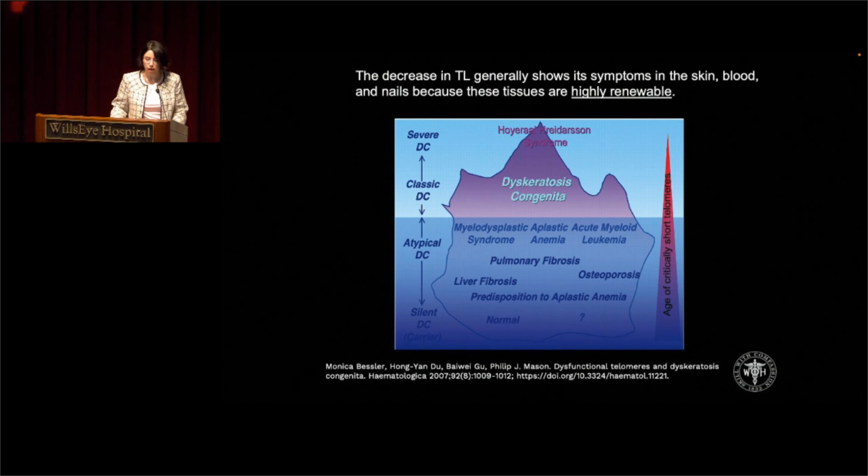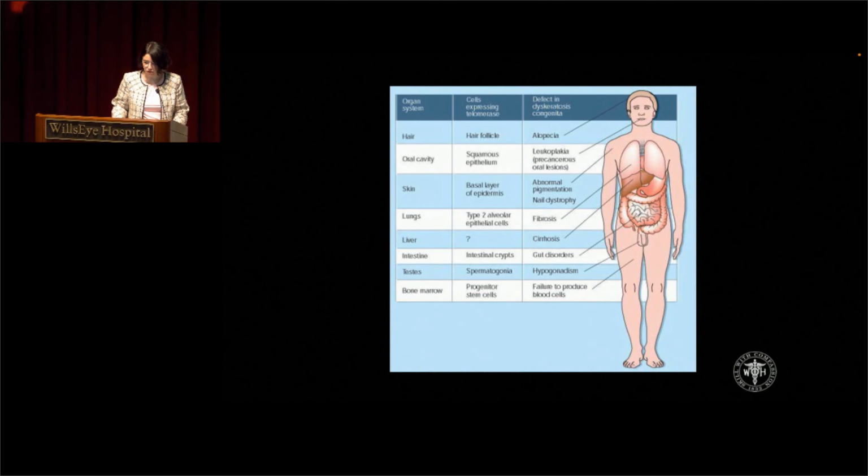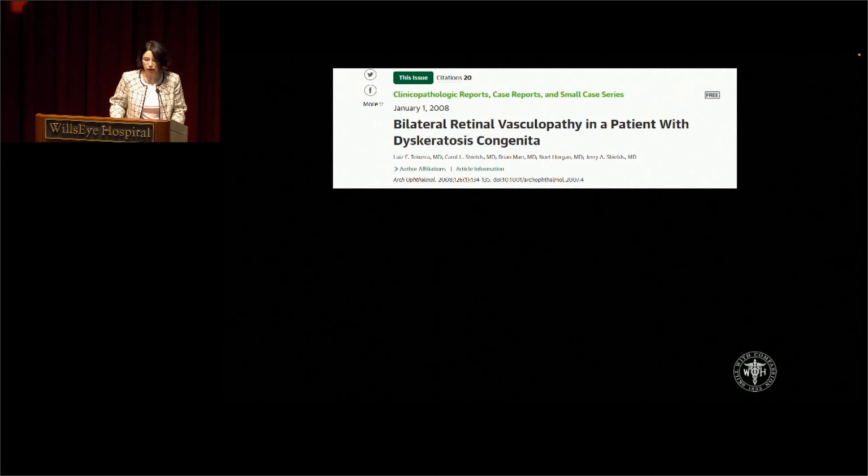But this is just the tip of the iceberg. Other systems and organs are affected as well. So starting from hair, and then there's the chance of SCC in oral cavity and leukoplakia, and pigmentary changes on the skin. Lungs might have fibrosis, cirrhosis in the liver, SCC in the intestine, and then bone marrow failure. So I'll show 3 cases by our attending.